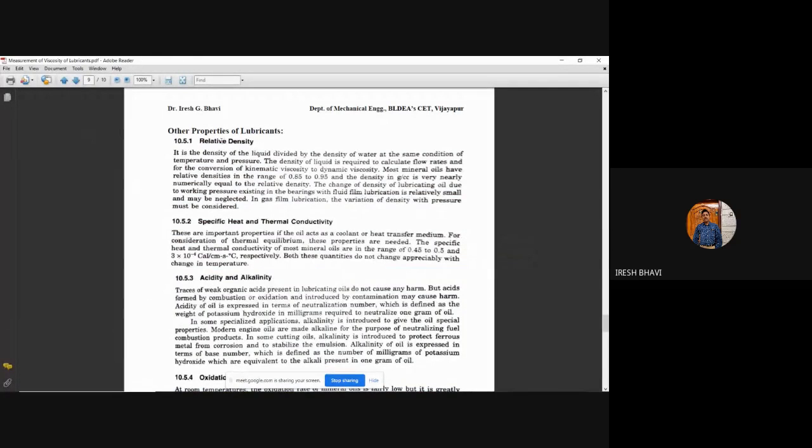Those are relative density. Relative density is nothing but specific gravity. Usually most of the mineral oils have a specific gravity ranging from 0.85 to 0.95. Means 1 liter of mineral oil will weigh 850 grams, whereas at 0.95, 1 liter of lubricating oil will weigh 950 grams, whereas 1 liter of water will weigh 1000 grams. So water is heavier than all the lubricating oils and even your edible oils.